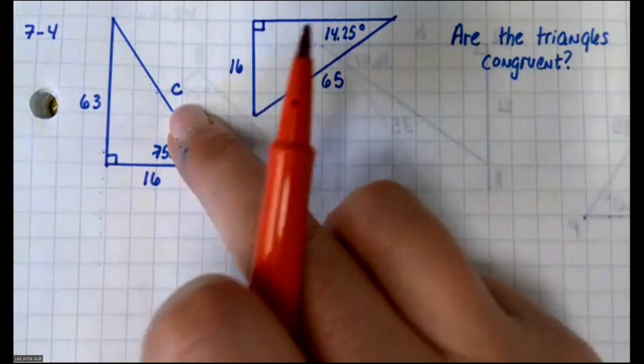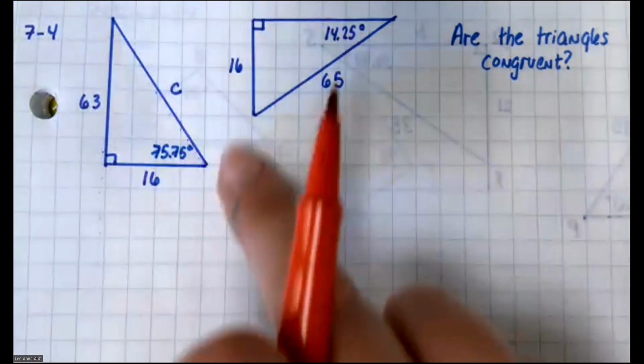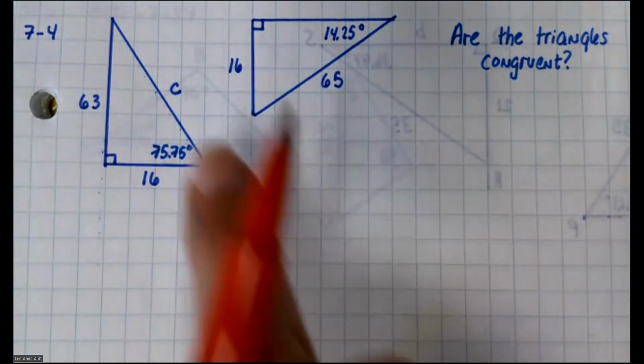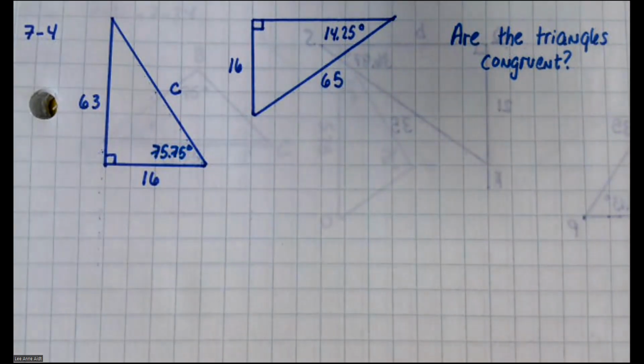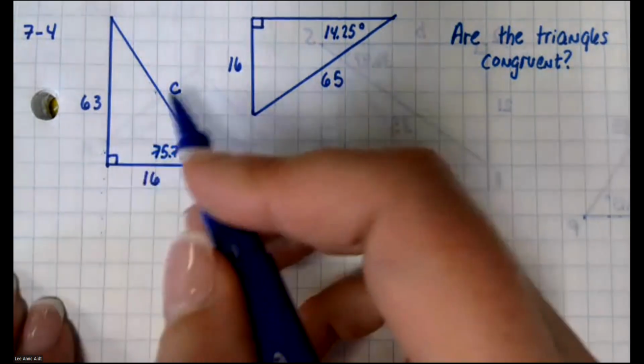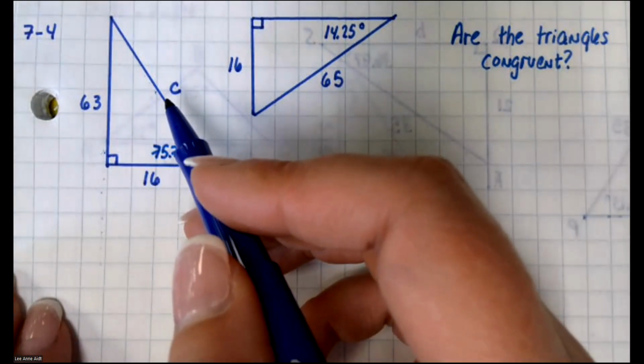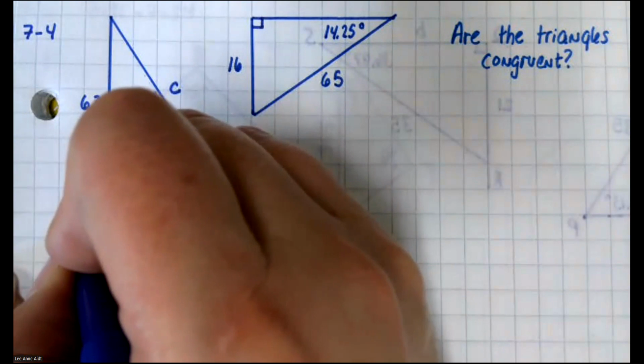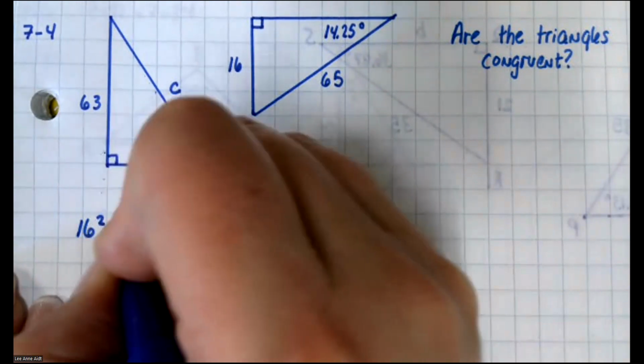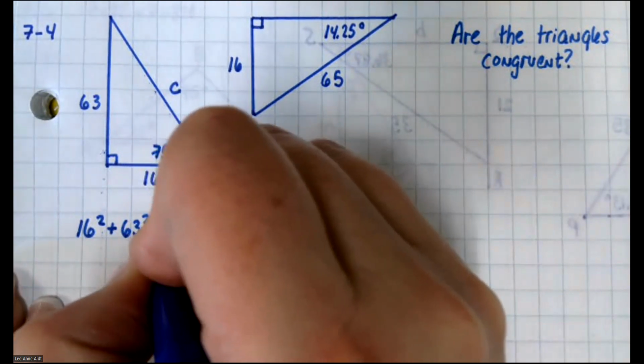Now, your favorite thing seems to be finding sides of right triangles at the moment. Can I find C here? Is that something I can calculate? Yes, okay. And what theorem would I use to calculate C? Yes, Pythagorean theorem. 16 squared plus 63 squared equals C squared.